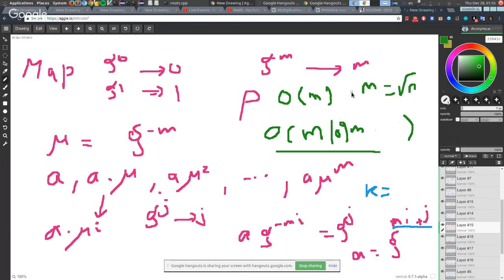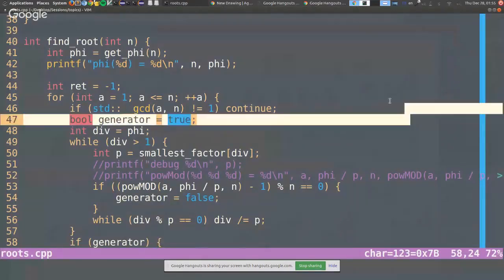So this is a more efficient way to solve what's called the discrete logarithm. It's finding the inverse exponent of some number. So we can check how to code this fast.